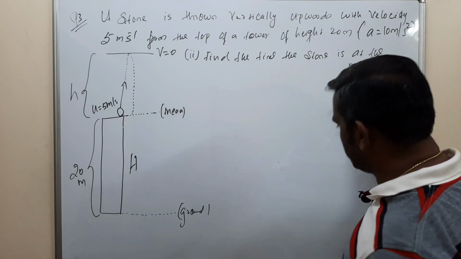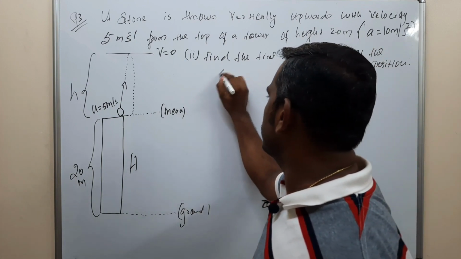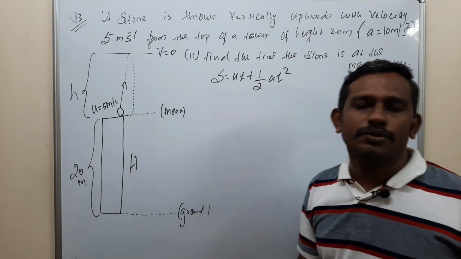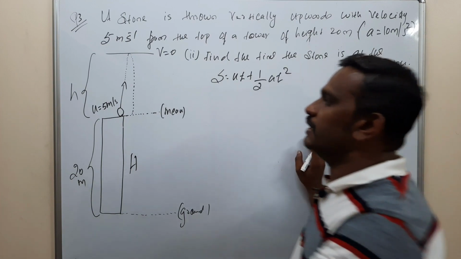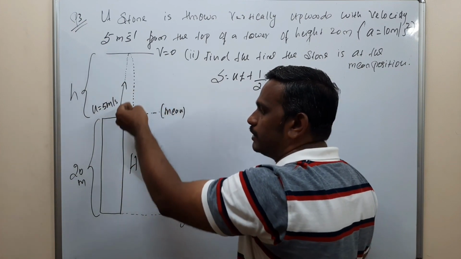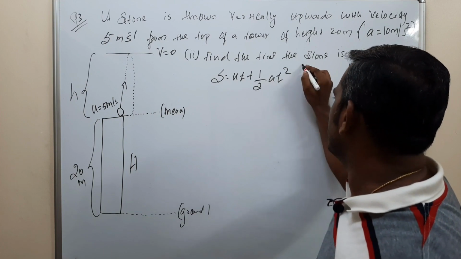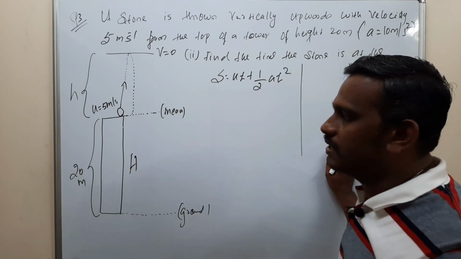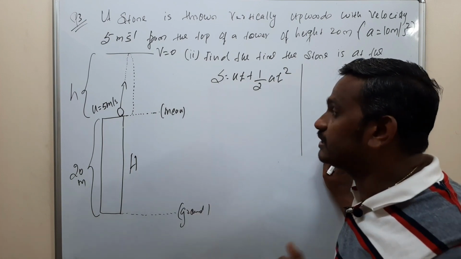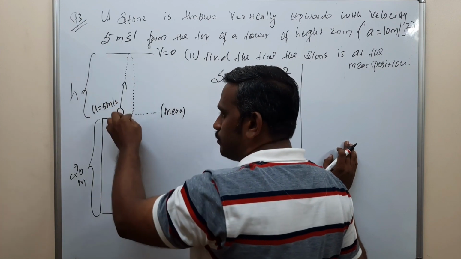Suppose, listen here, suppose instead of this method, I am using the kinematic equation s is equal to ut plus half at square. So I am considering the entire motion. The ball is projected from this point, it reaches the maximum point and it comes down to the mean position. I am using the kinematic equation s is equal to ut plus half at square. Here s is the displacement, s is not the distance. Always keep in mind, s is not the distance, s is the displacement.